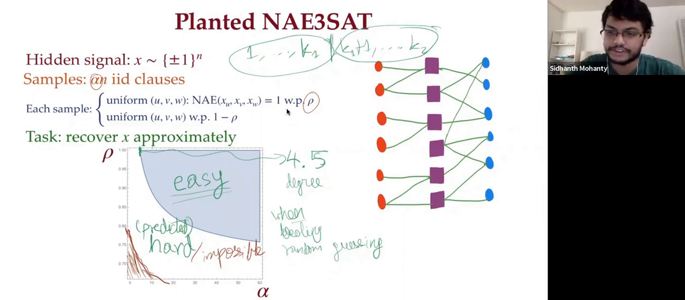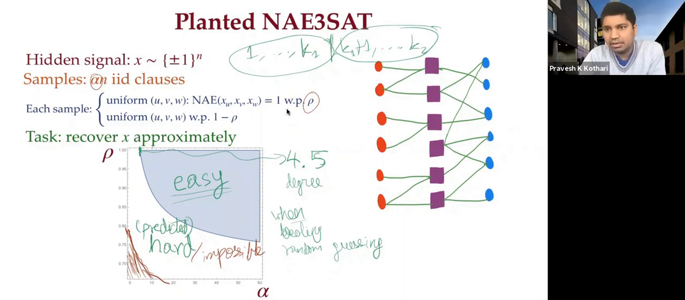Yeah, even when the instance is intrinsically satisfiable or has lots of satisfying assignments, somehow the instance is changed enough so that I can recover some non-trivial information about the planted assignment. So in particular, the planted distribution, even below the SAT threshold, is noticeably different from the random NAE-SAT.